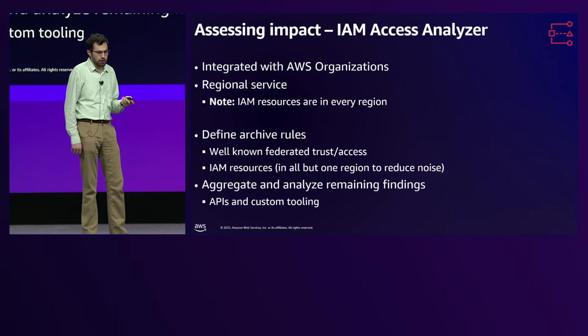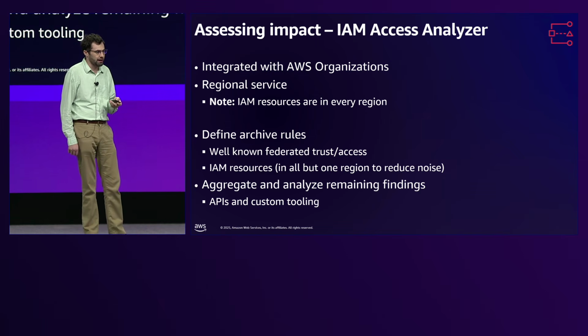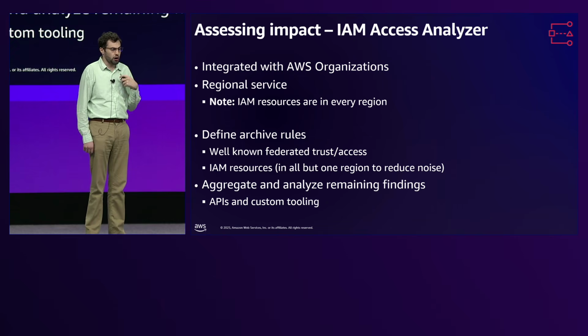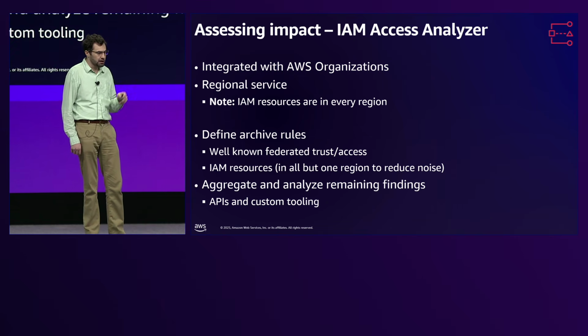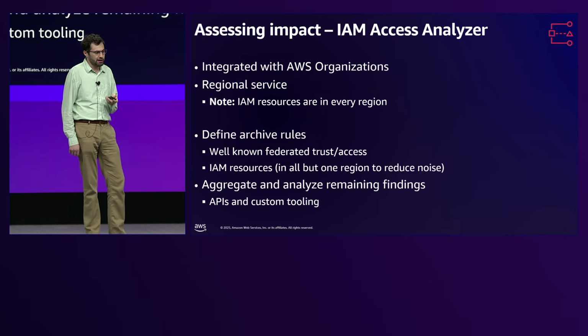So we have a policy that we're going to deploy, and we know what some of the limitations are, but how do we actually determine the impact of applying these new preventative controls? So for us, we turn to an AWS service called IAM Access Analyzer. You probably heard about it a little bit in the keynote this morning. Access Analyzer is integrated with AWS Organizations, and it's a regional service. The goal of Access Analyzer, or one of the capabilities of Access Analyzer, is to tell you about all the access that is external to a given AWS account or AWS organization.